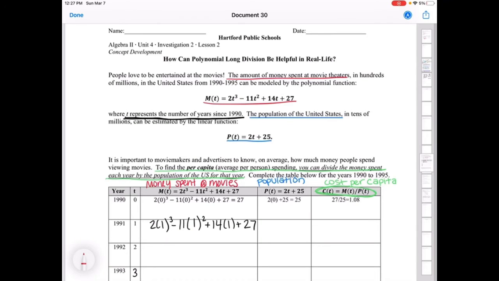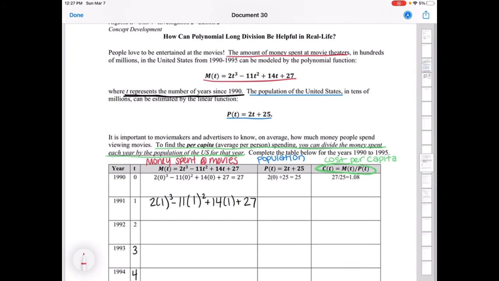It's concept development for lesson 2. They give us a bunch of information, so I'm going to highlight the important parts. They give us the amount of money spent at the movie theaters, in hundreds of millions of dollars. This is a lot of money that we spend on movies in the United States. And so they give us this function m of t, so m for money. This is the polynomial that represents how much money we spend. And then it says the population of the U.S. is p of t, so p for population, in tens of millions.